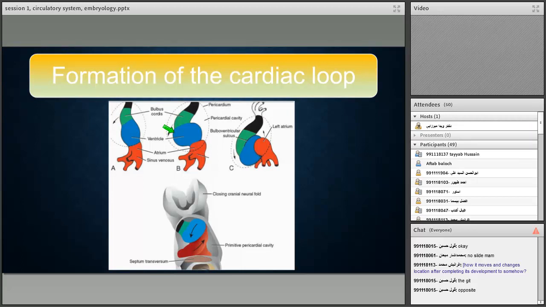While the cardiac loop is forming, local expansions become visible throughout the length of the tube. We can see that some parts of the tube are expanding. It's clear in this part. Look here, for example, the ventricle side with the bulbus cordis. Some parts are expanding.